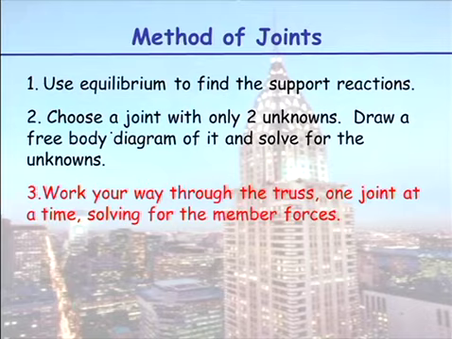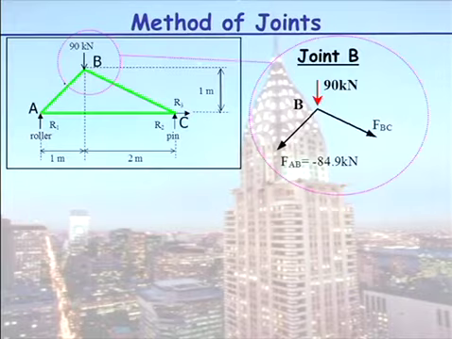Now we work our way through the truss one joint at a time, solving for the member forces. So let's look up here at this top joint. We could actually independently solve this, but now we know one of the member forces. So this is the procedure you go through. We know this force here is minus 84.9. That minus means it's a compression. Now, if you want, you can turn it round and call it 84.9. I, however, prefer to stick to the convention, always draw your internal forces away from the joint.